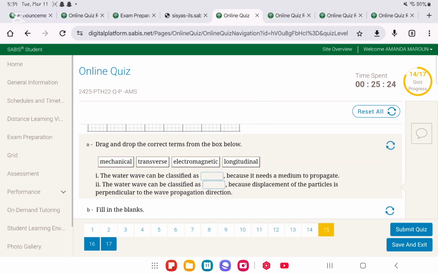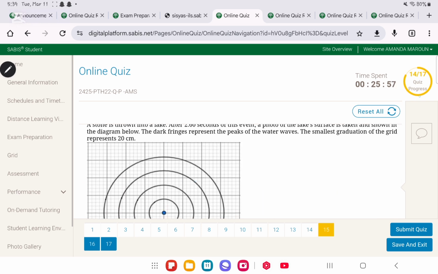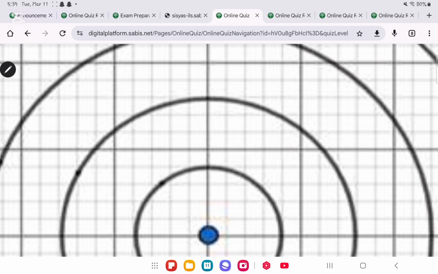They said the water wave can be classified as what? Because it needs a medium to propagate. Whenever you see medium to propagate, this means a mechanical wave, okay? And the water wave can be classified as, because displacement of particles is perpendicular to the propagation direction, this is transverse. Whenever you see perpendicular to propagation direction, this is going to be transverse. Now, they told us in part B, the wavelength of the wave to 1 decimal place. To find the wavelength of the wave, we will take the distance from crest to crest. So you don't consider this, okay? And then you start counting.